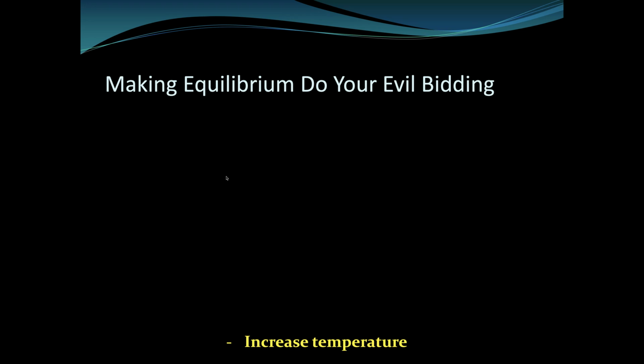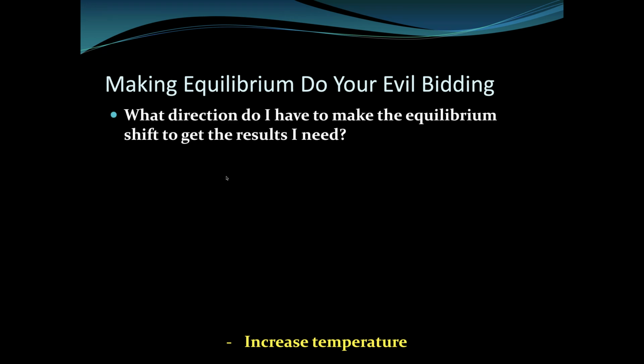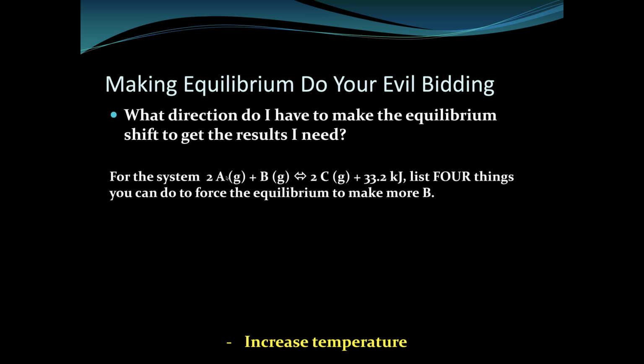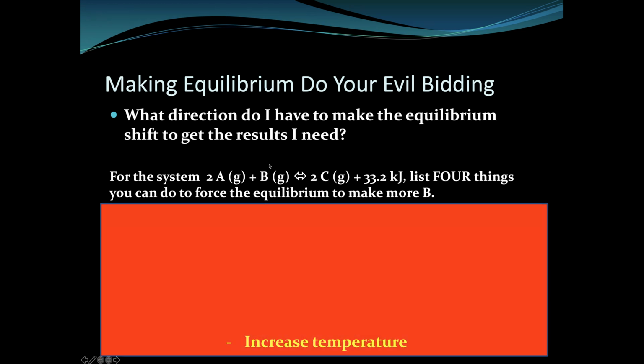So how can you make equilibrium do what you want it to do? What direction do I have to make the equilibrium shift to get the results I need? So this time we're going to work backwards. Let's say we have this system at equilibrium. What can we do to force the equilibrium to make more B? Well, if you want to make more reactant, you're going to have to find a way to make the equilibrium shift towards the reactant side. What are some things you can do?